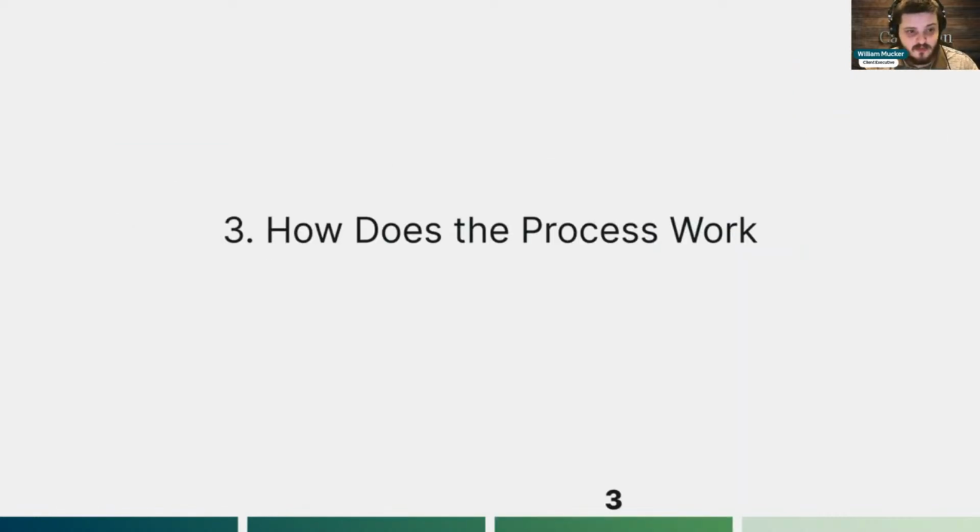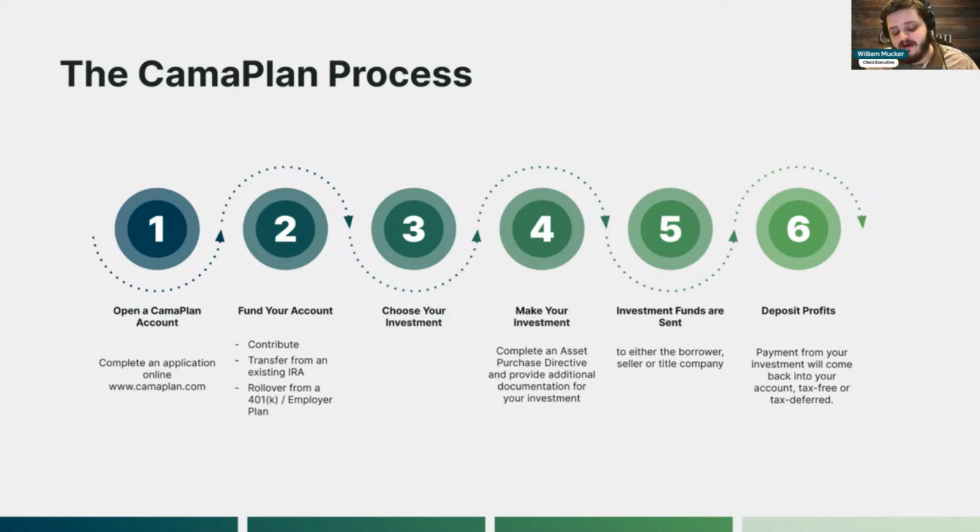So how does the process work? It depends on the type of investment you're going to make, but it's fairly simple. A lot of these steps are behind the scenes that you don't have to do yourself. On average, from start to finish, I tell people to expect about 2 to 3 weeks, but we process everything on our end within 2 business days of receiving paperwork in good order.